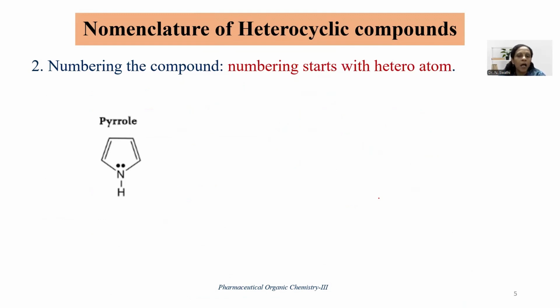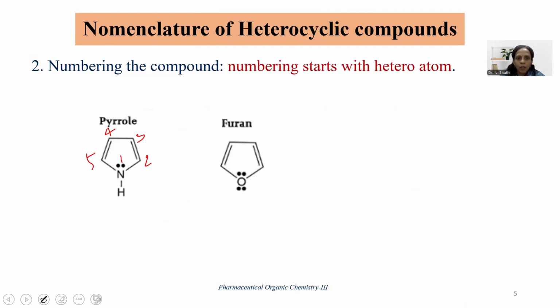As per the IUPAC system, we should number from the heteroatom. That means in the structure of pyrrole, the heteroatom is nitrogen. So we have to allot position 1 for the nitrogen. Then all the remaining atoms should be numbered in sequence. So this is 1 here, then 2, 3, 4 and 5. So 2 to 5 are the positions of carbons, while we allot 1 for the heteroatom, that is nitrogen in case of pyrrole.